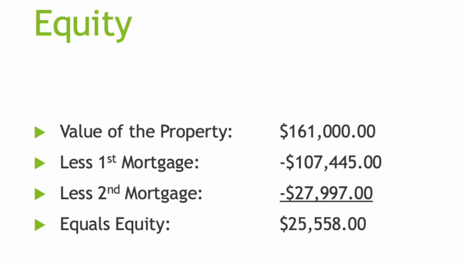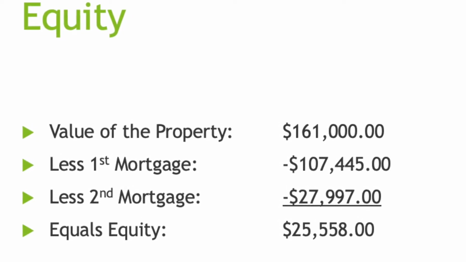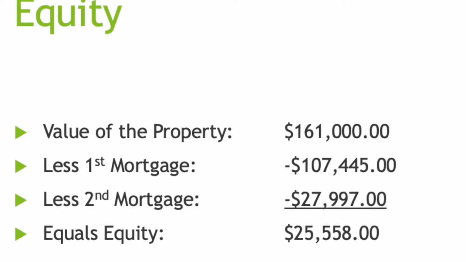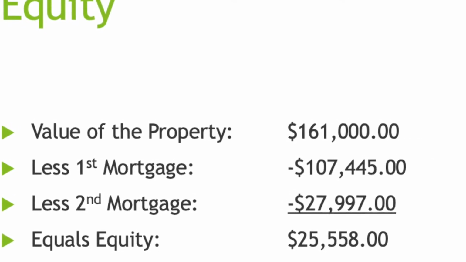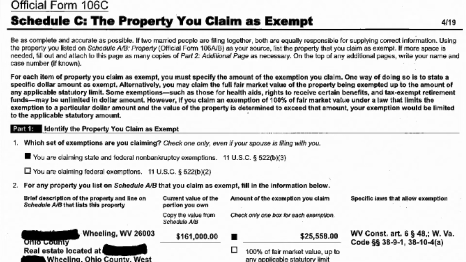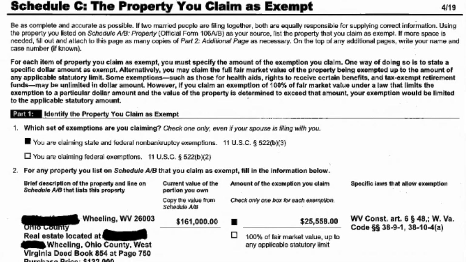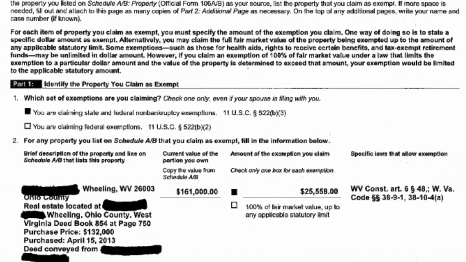Because the property has a scheduled value of $161,000, this means that the debtors have equity in the property in the total amount of $25,558. On Schedule C, the debtors in this case claimed as an exemption in the property the exact amount of $25,558, meaning that there is no non-exempt equity to distribute to creditors.